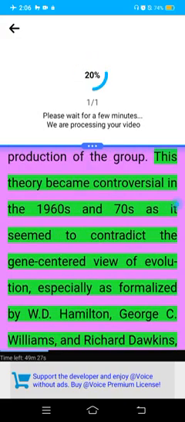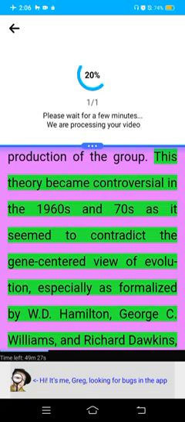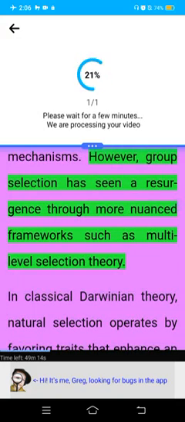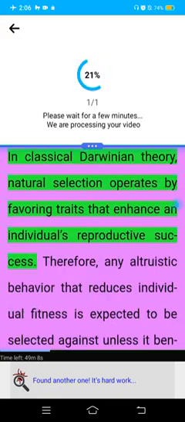This theory became controversial in the 1960s and 70s as it seemed to contradict the gene-centered view of evolution, especially as formalized by W. D. Hamilton, George C. Williams, and Richard Dawkins, who emphasized individual and kin selection as primary mechanisms. However, group selection has seen a resurgence through more nuanced frameworks such as multi-level selection theory.